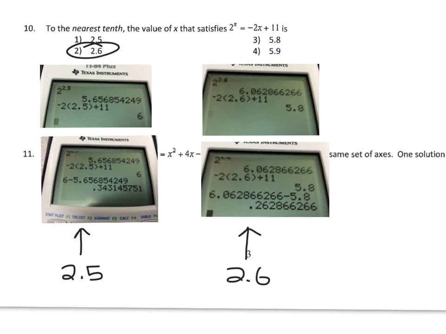Again, I don't recommend doing it this way. I would just plug this into y1, plug this into y2, and find the point of intersection and just round. I guess since all the answer choices are rounded to the nearest tenth, just round to the nearest tenth.